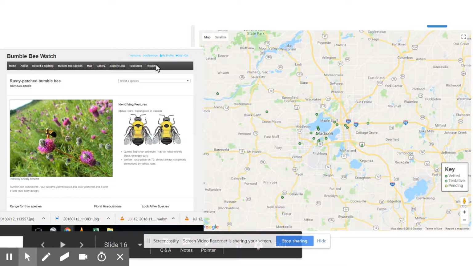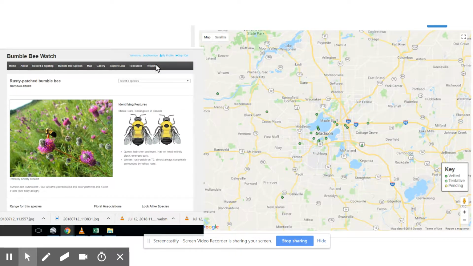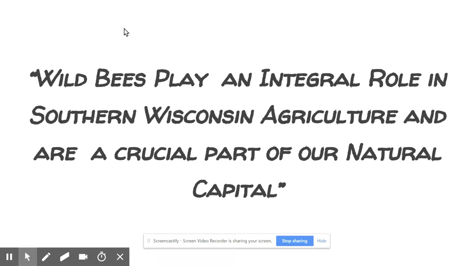We entered our data into a citizen science website called Bumblebee Watch, and students were able to write responses to the question of why do pollinators matter? Why do wild native bees matter? Here's an example of a student response.